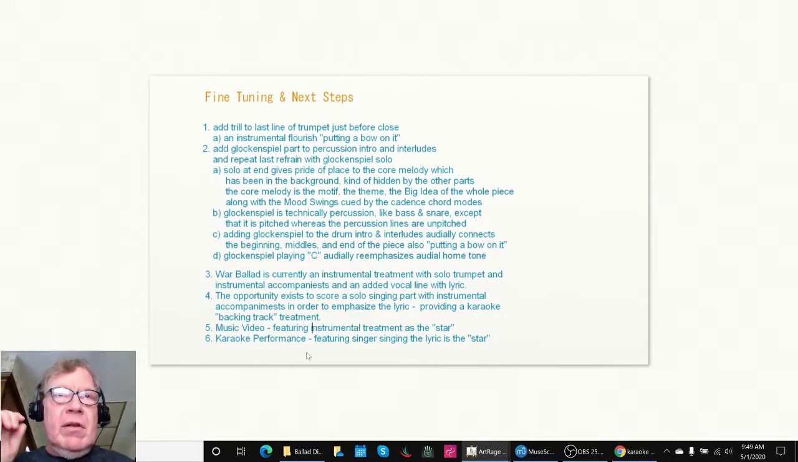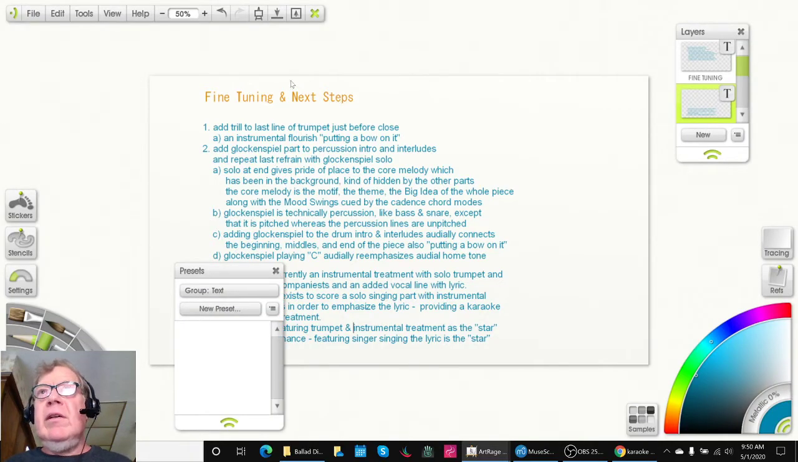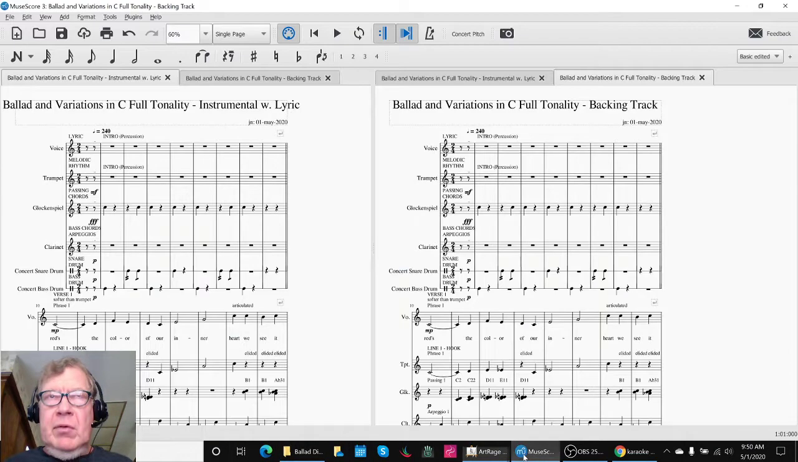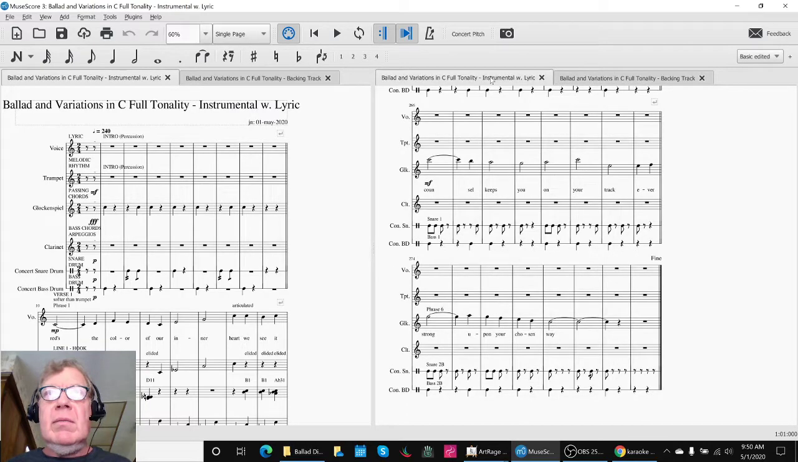Well, it's really a trumpet soloist. Instrumental treatment as the star. And we started on that. So that'll be in our next part. What we want to show you now is where we got to with the instrumental with lyric.